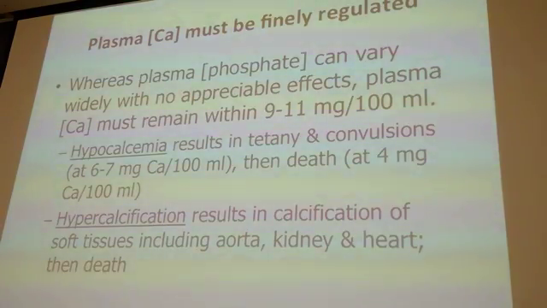Similarly, hypercalcemia can result in hypercalcification, which involves the calcification or the sort of aberrant deposition of calcium in soft tissues like blood vessels, like the aorta, or in organs like kidney and the heart. And this can also result in death. So calcium has to be kept in terms of plasma concentrations within this very narrow window. And so not surprisingly, our body has a lot of ways in which to regulate the plasma calcium concentrations.